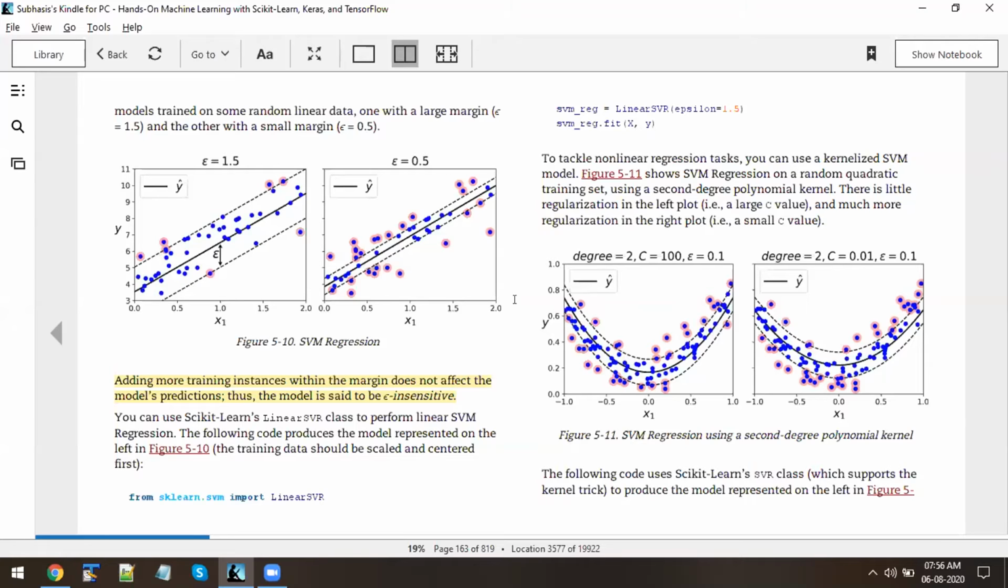So a higher C is like having a small alpha, and vice versa. Sorry, a smaller C is equivalent to having a large alpha. So if you remember that, then a high C is low regularization, and a low C is high regularization. Srinivas, by alpha, you mean epsilon here, right?